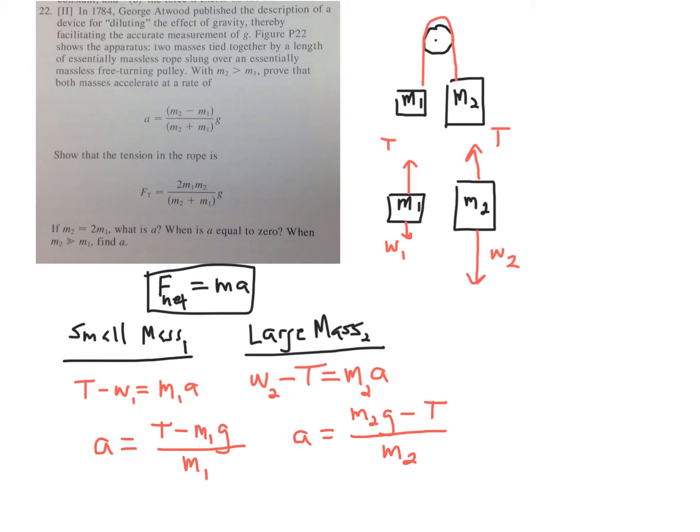So those two equations right there are both equal to A, so they both must be equal to each other. So I'm going to set those two equal to each other. In other words, over here I have T minus m sub 1g over m sub 1 equals m sub 2g minus T all over m sub 2. So bottom line is you cross multiply and do algebra to isolate the T.